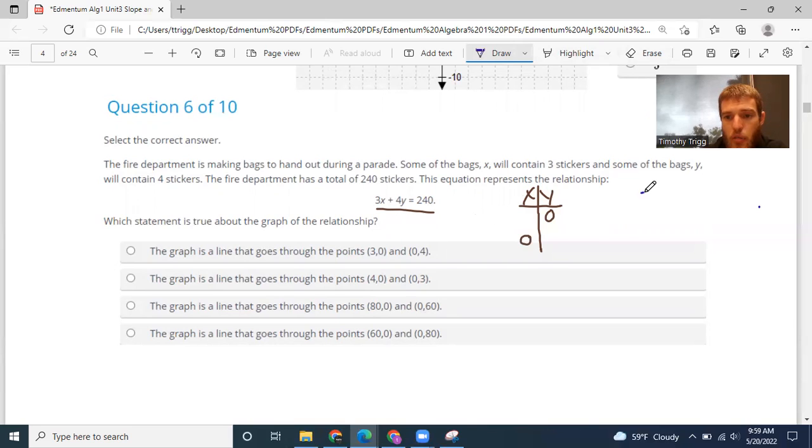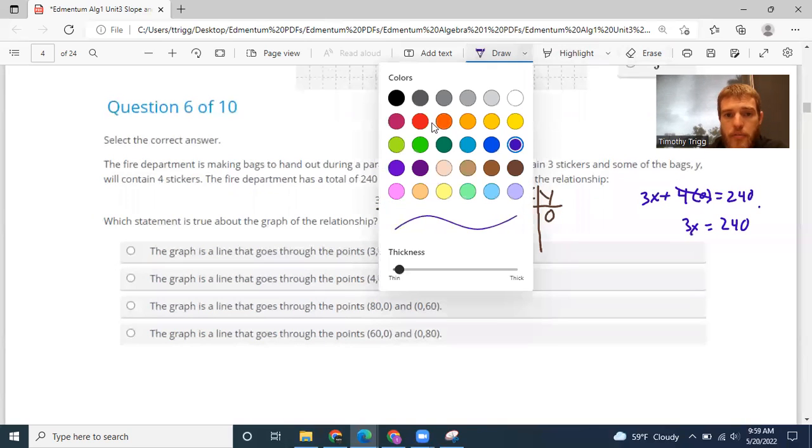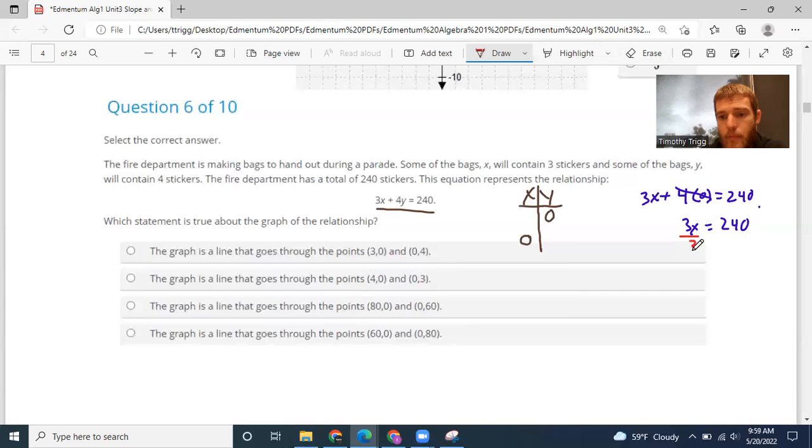So this will be 3x plus 4 times 0 equals 240. 4 times 0 is 0, so this gives us 3x equals 240. Divide both sides by 3 to get x by itself, giving us that x equals 80. So we know our x-intercept is 80 comma 0.